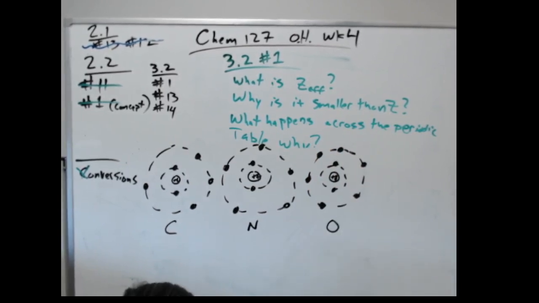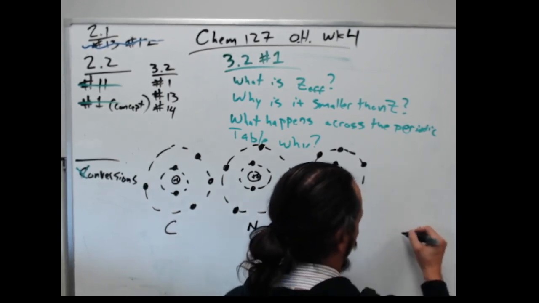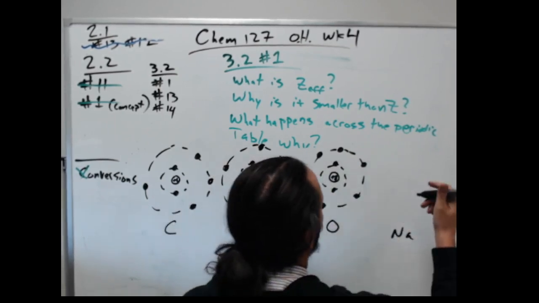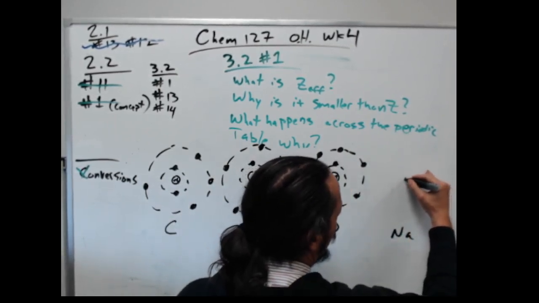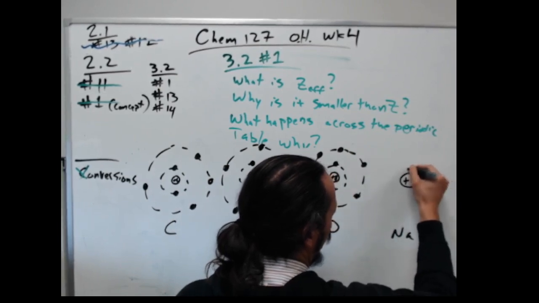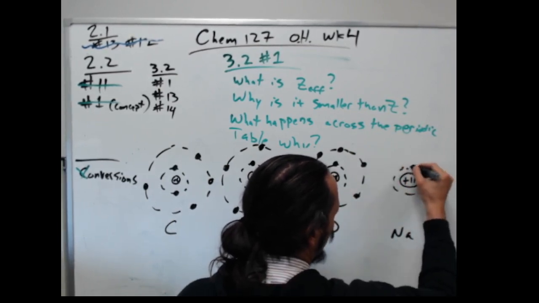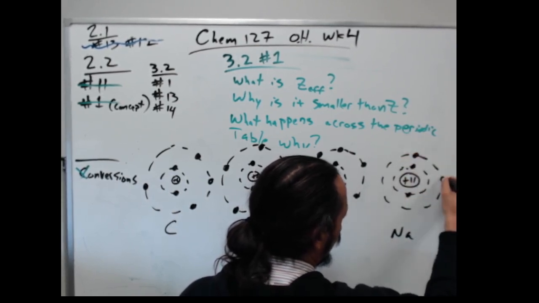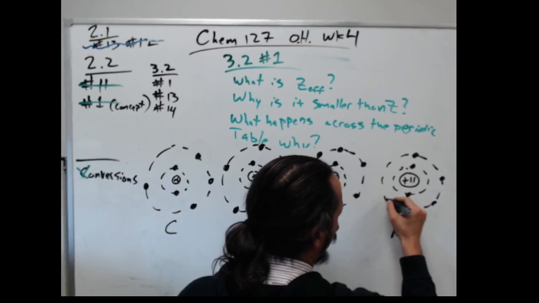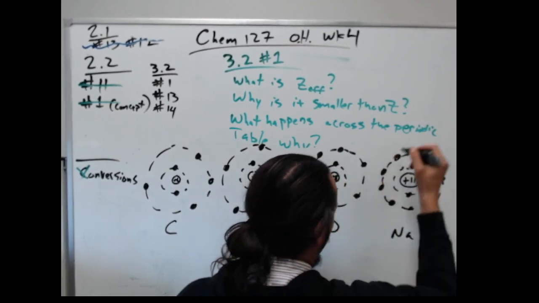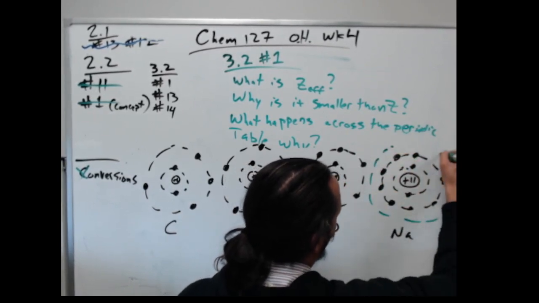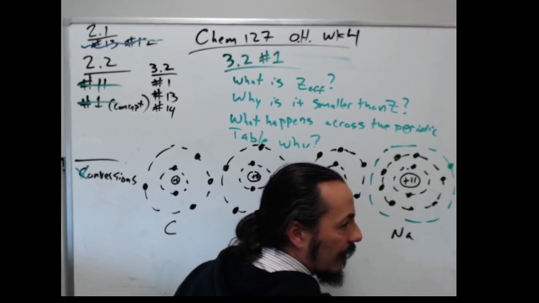And then just for fun, after oxygen, fluorine, neon, I'm going to do sodium. Sodium is going to be a +11 in the middle. It's going to have its n=1, its n=2, and I'm going to draw it in a different color to be dramatic. It's going to have n=3 with 1 electron there.